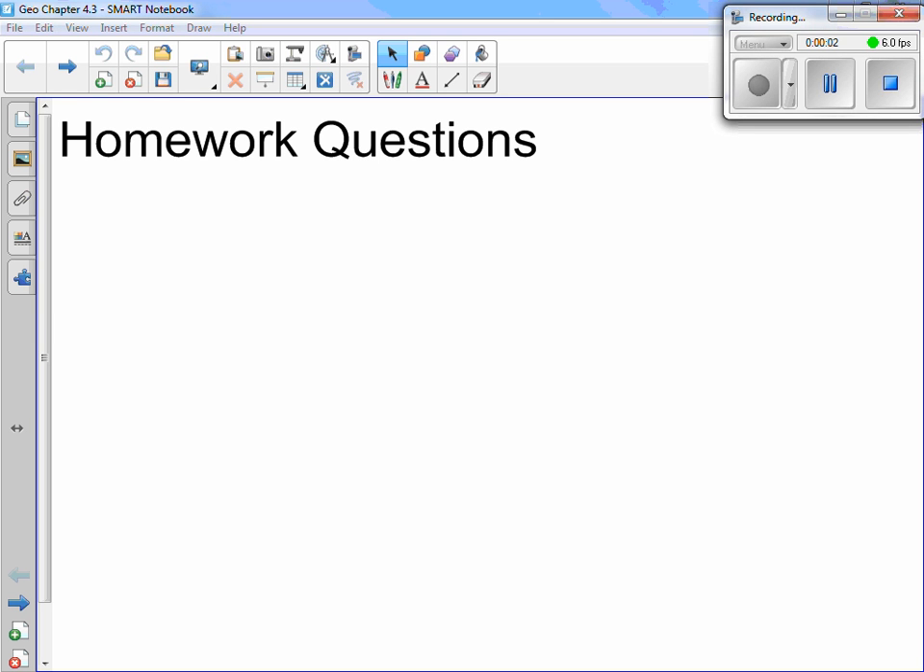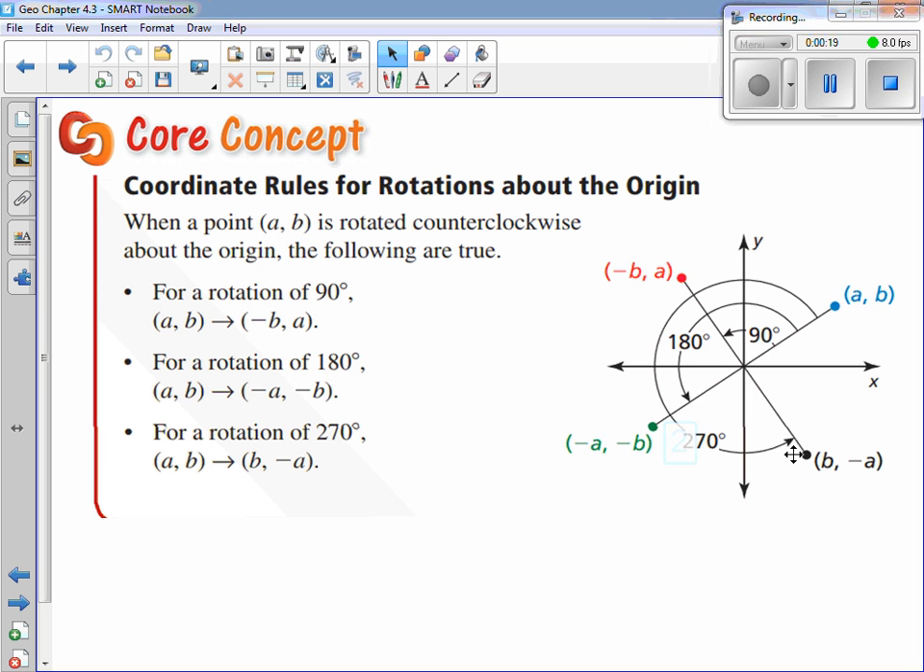If there are no questions on any of the homework assignments, we're going to start today's lesson over rotations. So we're going to be talking about rotations about a point. We're talking about rotations, and mainly we're going to be rotating points about the origin, 0, 0. We're not going to worry about rotating about a different point other than the origin.